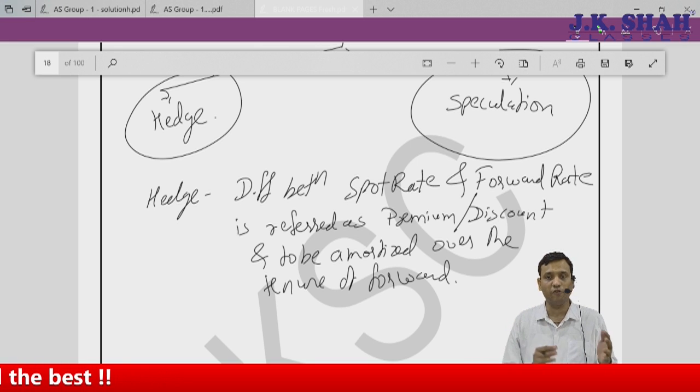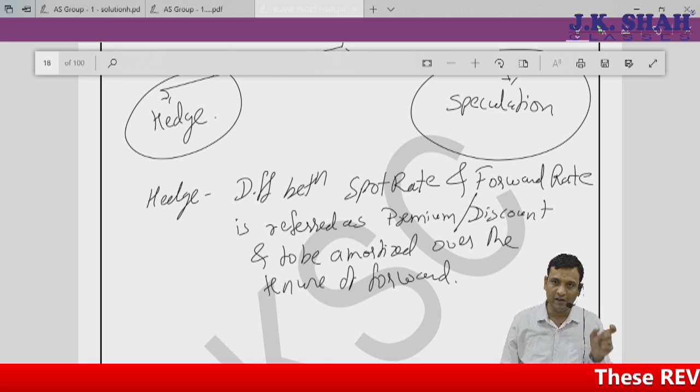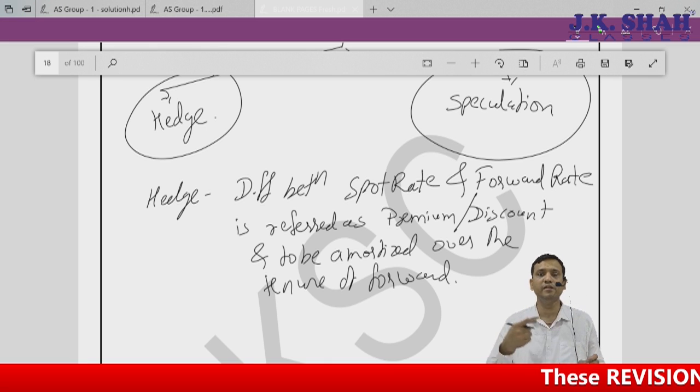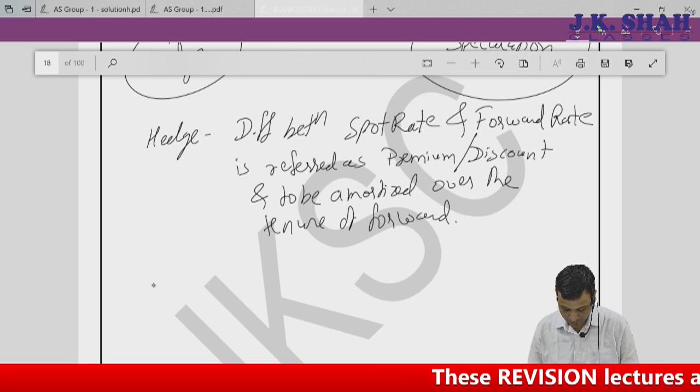Suppose the forward contract is for 4 months, 3 months are in this year, 1 month is in the next. So whatever is the forward premium or discount, 3 months of expense or income will be in this P&L, 1 month will be in the next P&L. Yeah, hedge, this is to be done.